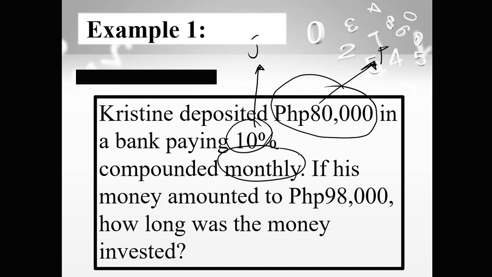Okay? And then compounded monthly. Compounded monthly. So your m will be 12. If his money amounted to 98,000 pesos, yung 80 niya daw, naging 98. So, syempre, this will be the future value kasi kasama na dyan yung naging interest niya. How long was the money invested? So, gaano daw katagal yung pag-invest niya ng pera sa bank na iyon. Kaya, naging 98,000 yung 80,000 niya.